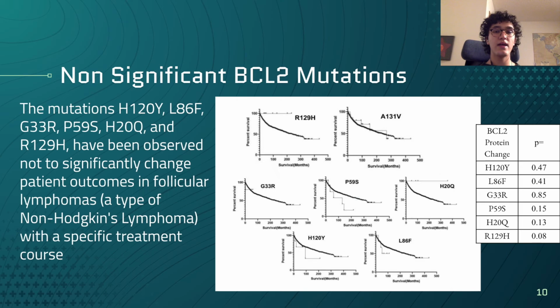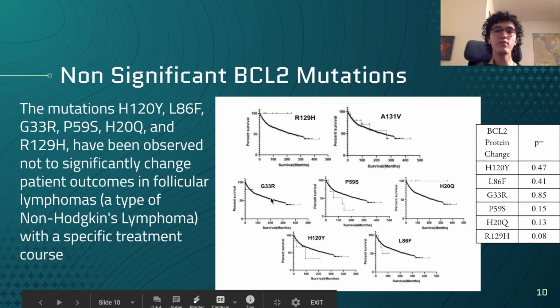And then we have another group, which are the non-significant BCL2 mutations. The mutations H120Y, L86F, G33R, P59S, H22, and R129H, on average, displayed survival rates similar to the wild type. They've been observed to not significantly change patient outcomes in follicular lymphoma, which is a type of non-Hodgkin's lymphoma, within a given specific treatment course. So there are some data to back up this non-significance.